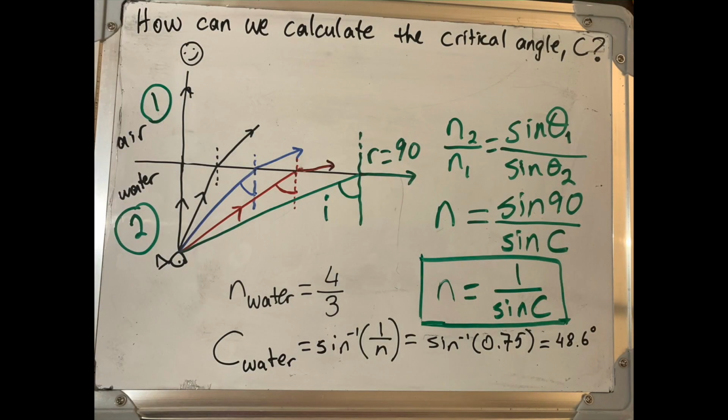Here's a calculated example for you. The index of refraction of water is given as 4 over 3. The critical angle for water would be inverse sine of 1 over n, rearranging the formula. So when you substitute 1 over n as 3 over 4, the critical angle is calculated to be 48.6 degrees.